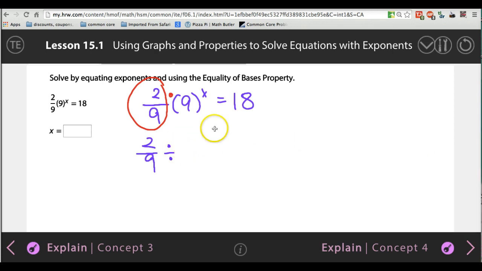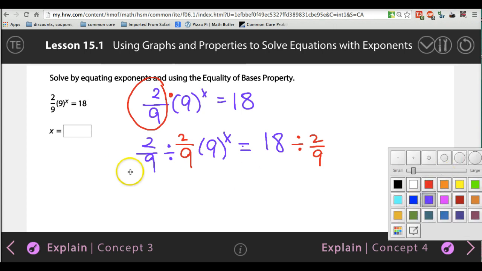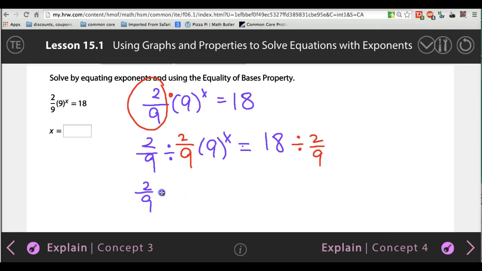And this 2 over 9 is going to be in red because this is what we have to do in order to get rid of it. And that times 9 raised to the x power, because that's what we need to leave alone, is going to be 18. And what did we just say we have to do in order to get rid of the 2 over 9? We have to divide by 2 over 9. But we know that division is the same thing as multiplying by its reciprocal, right? So then we're just going to have 2 over 9, and then instead of divided by 2 over 9, we're going to say times 9 over 2. Because dividing by 2 over 9 is the same as multiplying by its reciprocal. You just flip it and get that. Right?